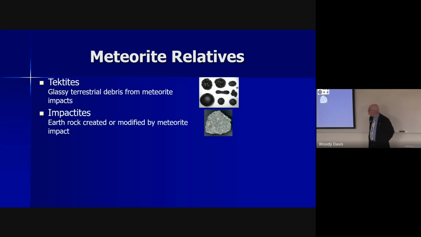There are also these things called impactites, which is earth rock that was either created or modified by meteorite impact. For example, I have a piece of a rock that was found in a crater in Germany called Nördlinger Ries.